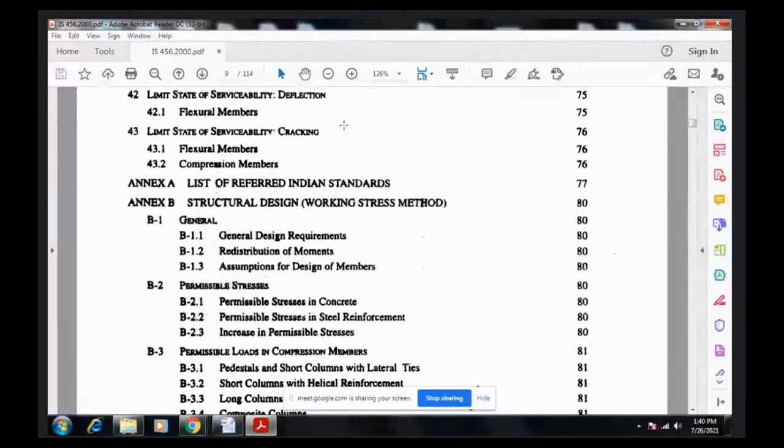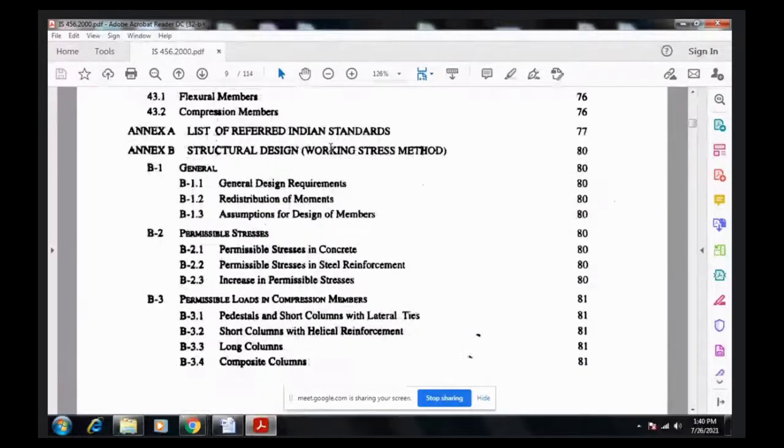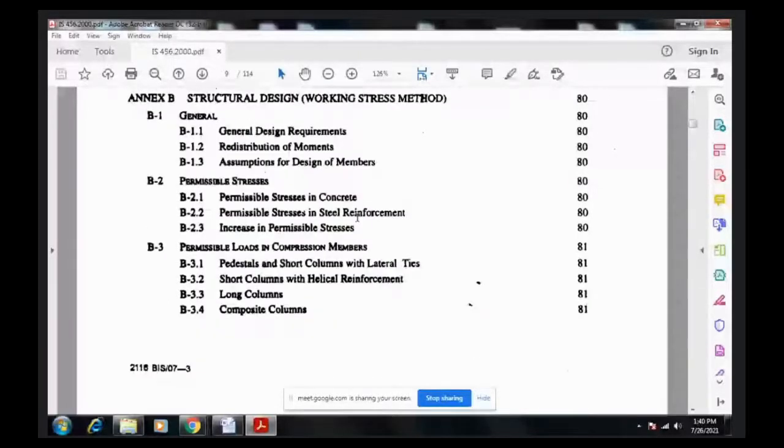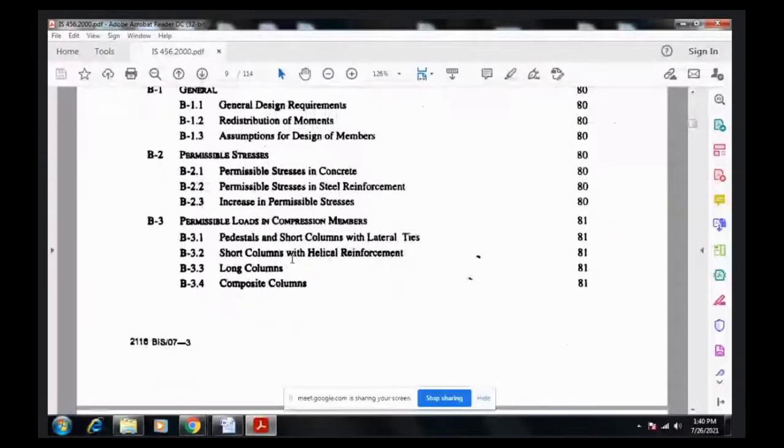And also the allowable stresses, permissible stresses, all these things are given in this. Because if your grade of concrete is low, the permissible stress is given, and you can't cross that limit. So all these are given: what is the permissible stress in concrete, in reinforcement, like that. We will discuss that. Then the permissible load in compression, all those things are given.